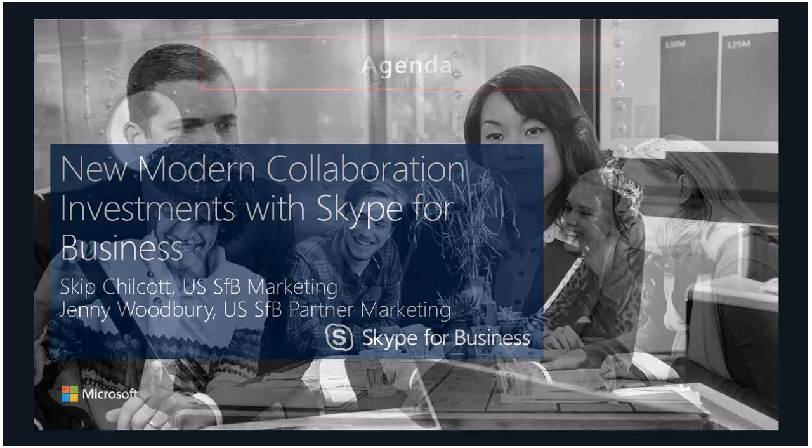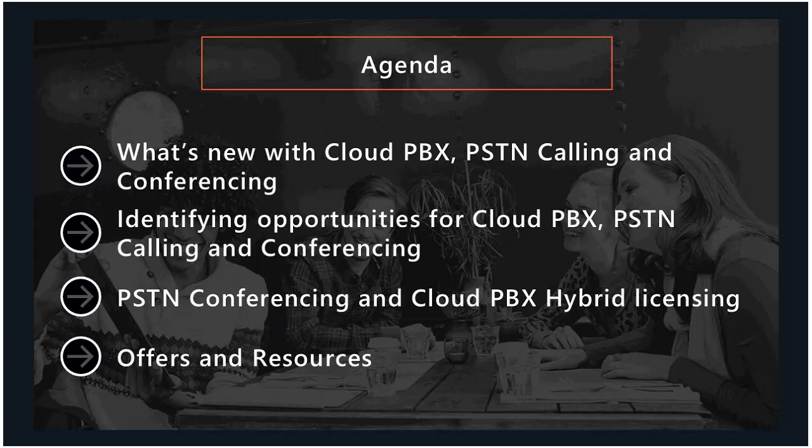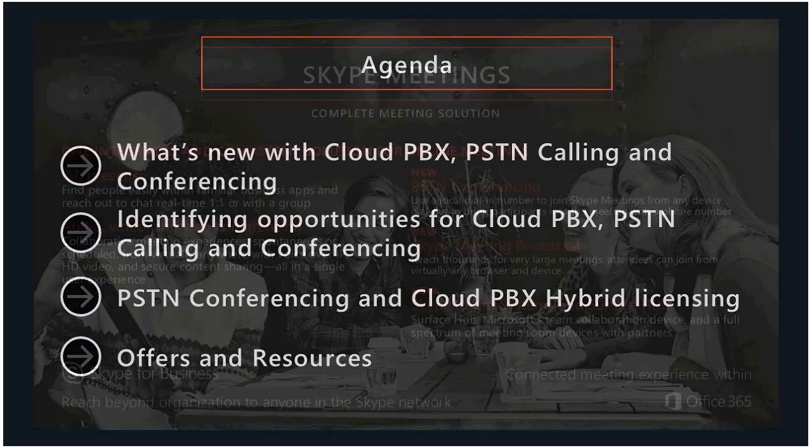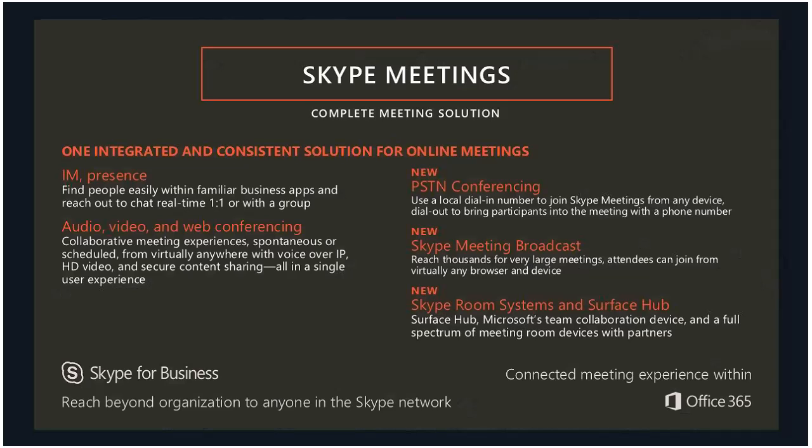So with that, why don't we just jump in. We're going to talk about the new features of Skype for Business Online and part of Office 365, Cloud PBX with our PSTN calling service, and PSTN Conferencing as an additional feature as well. How to identify those opportunities, and a little bit of a deeper dive into licensing and some offers and resources that are available to you as well. All right, so with that, let's jump in.